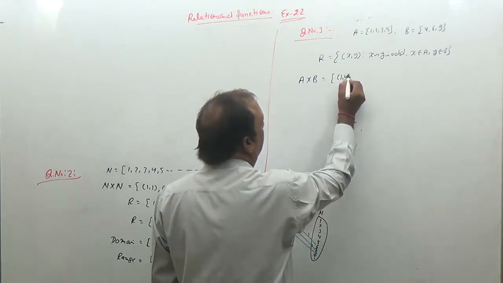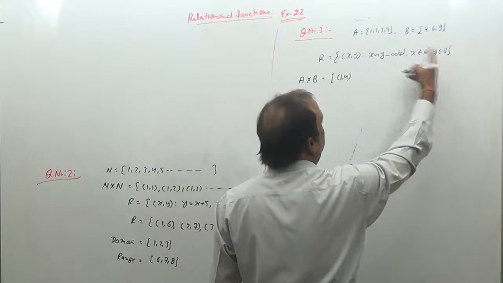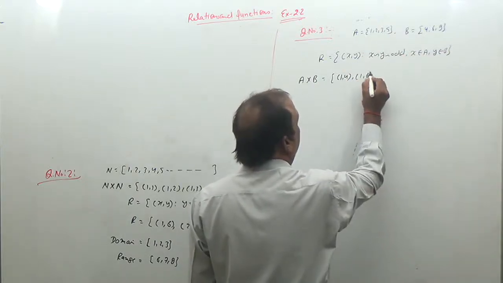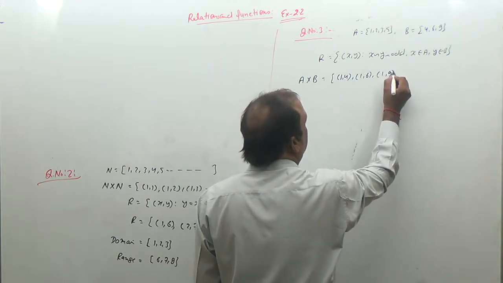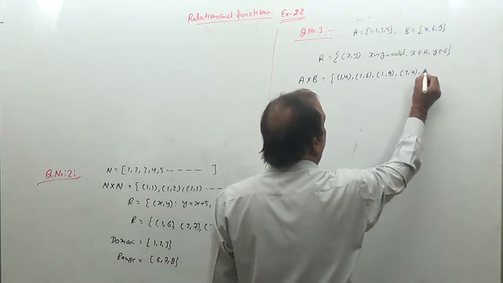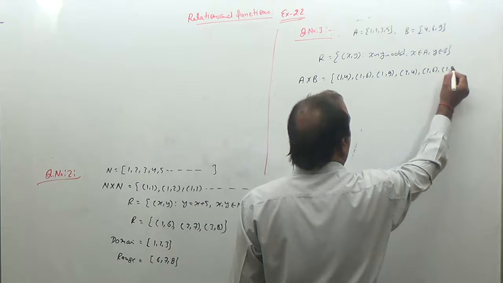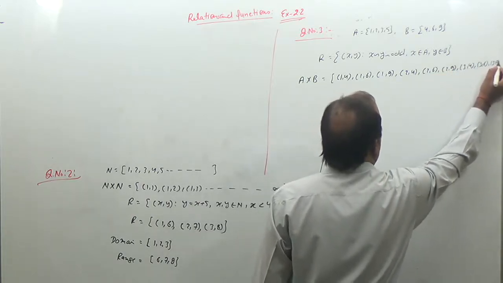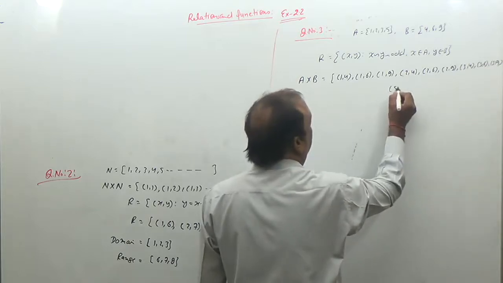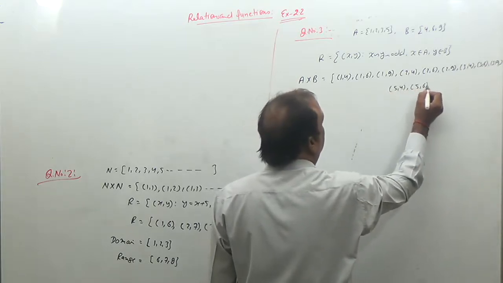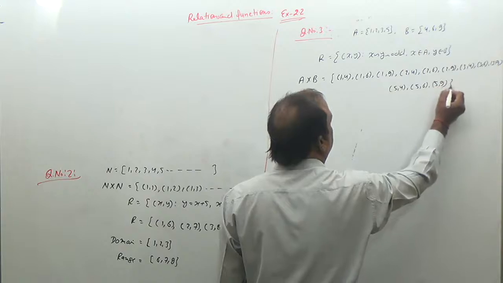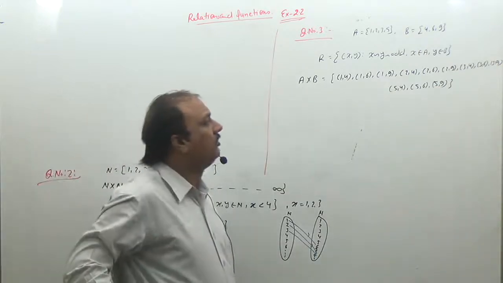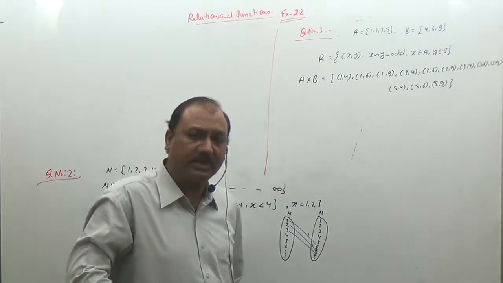1, 4 is the first ordered pair, the first element from A and the second element from B, so A cross B gives 1, 4. The second ordered pair is 1, 6. The next ordered pair is 1, 9. Next are 2, 4, 2, 6, 2, 9, 3, 4, 3, 6, 3, 9 and 5, 4, 5, 6 and 5, 9. So in A cross B, 4 times 3 is 12, 12 ordered pairs are there.